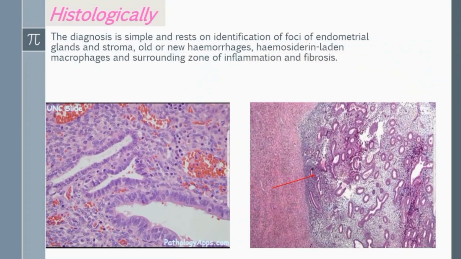Histologically, this picture demonstrates the microscopical appearance of the endometriosis. The diagnosis is simple and rests on identification of foci of the endometrial glands and stroma, and we can also see the old or new hemorrhages, hemosiderin-laden macrophages, and a surrounding zone of inflammation and fibrosis.